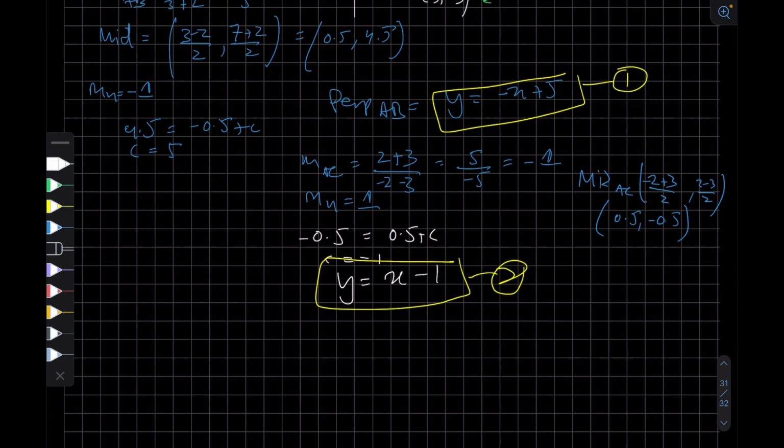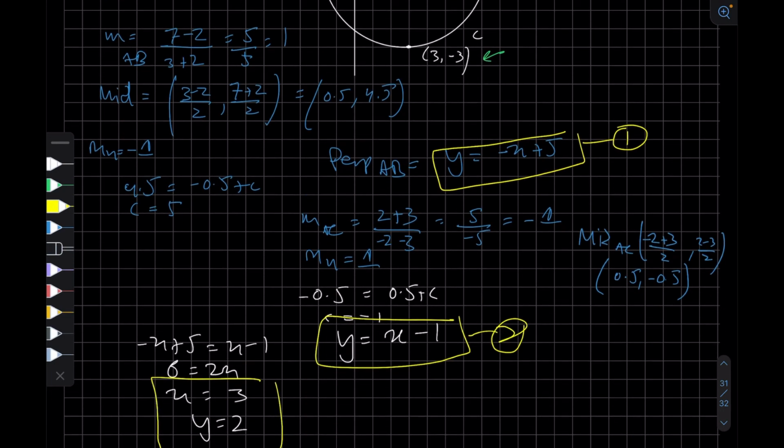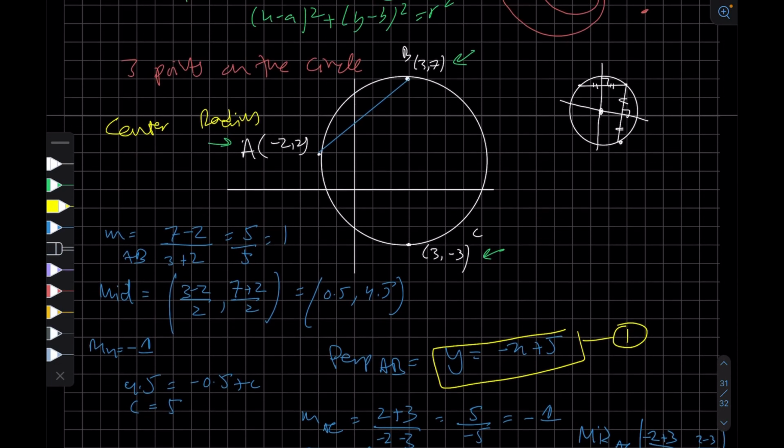Let's simultaneously solve these. Minus x plus 5 is equal to x minus 1. 6 is equal to 2x, so x is equal to 3. If x is 3, then since y is x minus 1, y will be equal to 2. And so the coordinates we've gotten are in fact the center of this circle. So 3 comma 2, this is the center. Right, so we got our center.